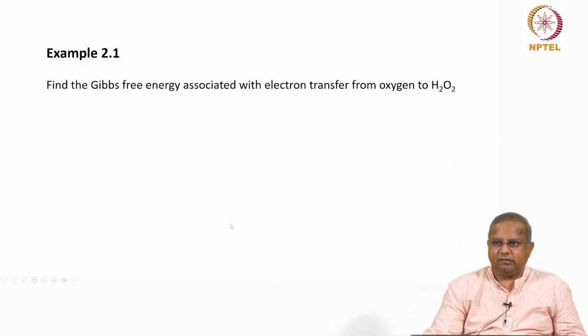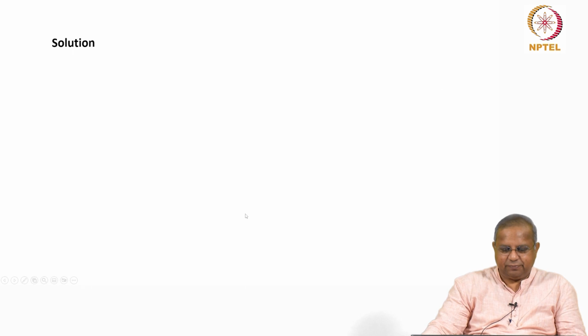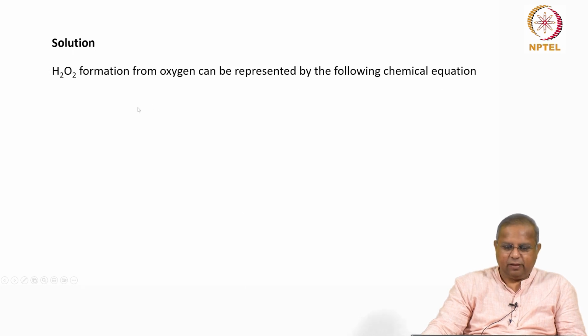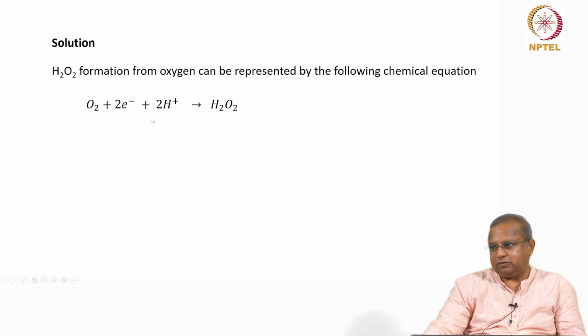Okay, people, let's look at the solution and finish there. Hydrogen peroxide formation from water can be represented by the following chemical equation: oxygen plus 2 electrons plus 2 hydrogen ions, a 2-electron reduction, giving you hydrogen peroxide. So, this is the complete equation, which involves the electrons and hydrogen ions.